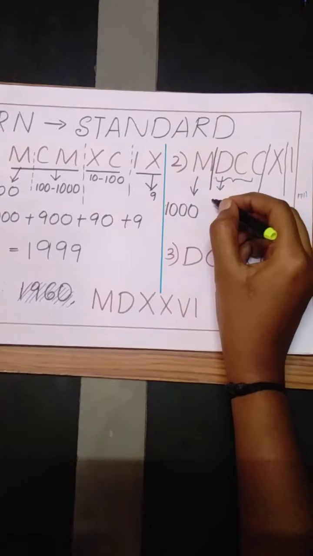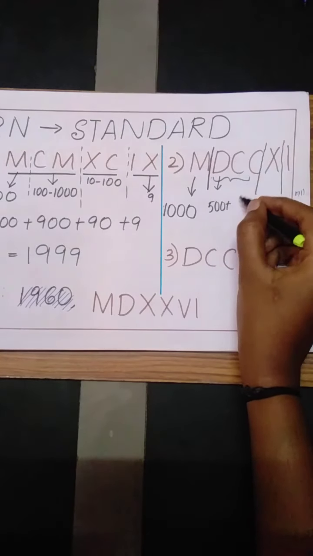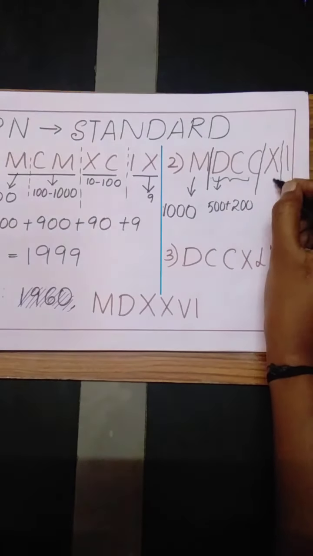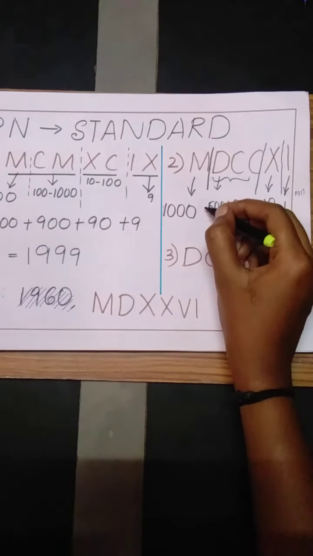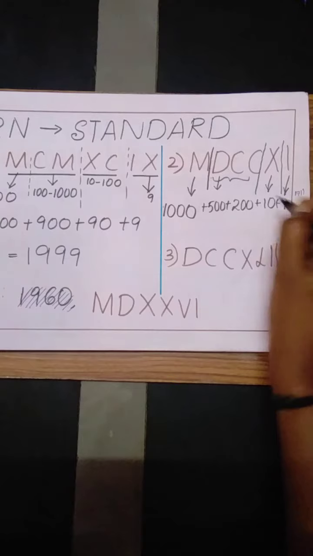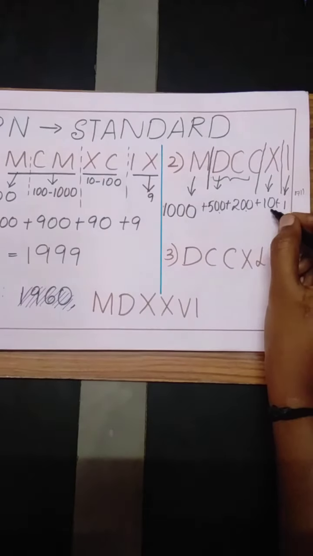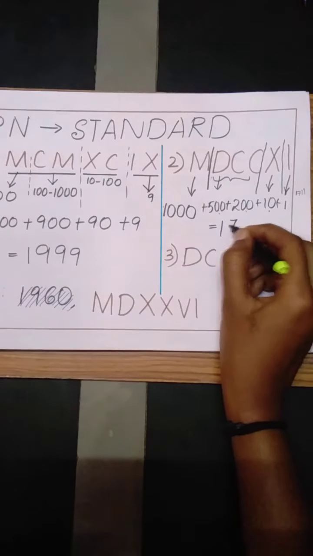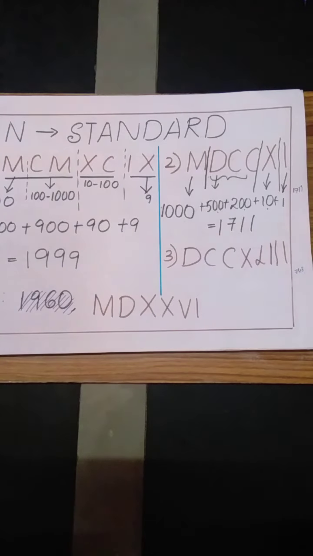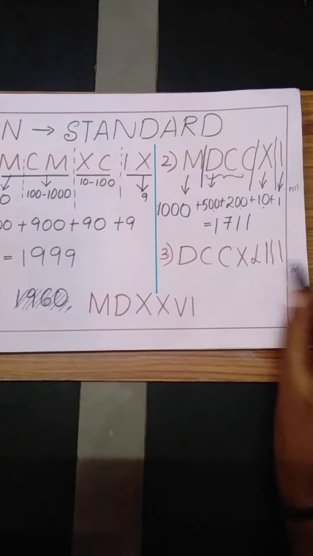What is the value of D? 500. C? 100. As it has 2 C's, we will write 200. What is the value of X? 10. What is the value of I? 1. So we need to add all these. 1000 plus 500, 1500. 1500 plus 200, 1700. 1700 plus 10, 1710. 1710 plus 1, it is 1711. Clear?